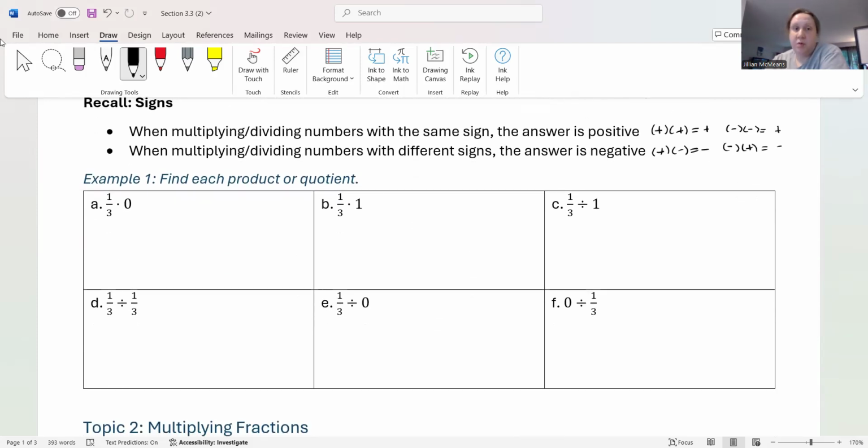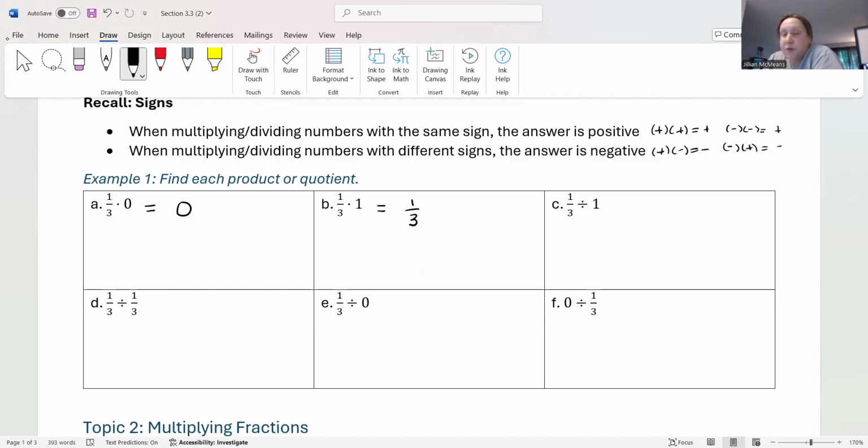Now, for example 1, we have find each product or quotient, okay? So this is all about just using those properties. So first we have 1/3 times 0. Well, this is the multiplication property of 0. You take any number, it doesn't matter if it's a fraction or an integer, you multiply it by 0, your product is always going to be 0. Next, we have 1/3 times 1. Again, regardless of what your number is to start with, if you take any number and multiply it by 1, you just get that number right back. So 1/3 times 1 is equal to just 1/3.